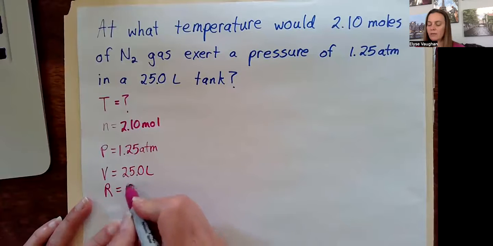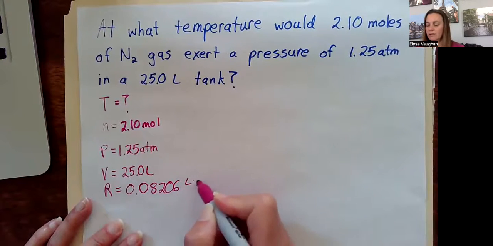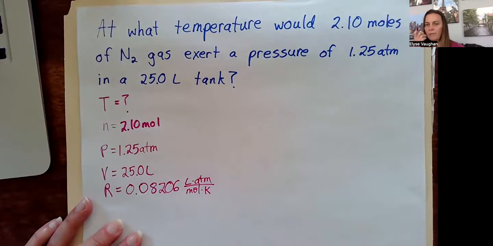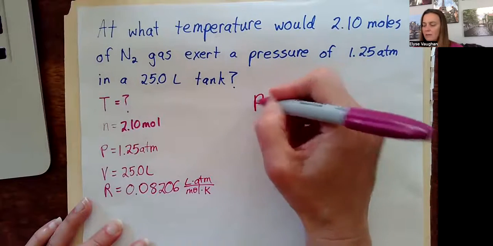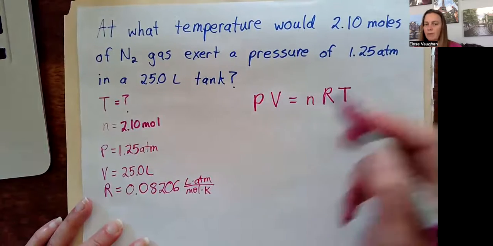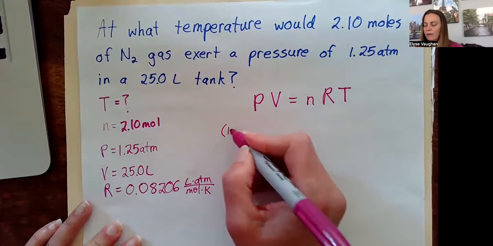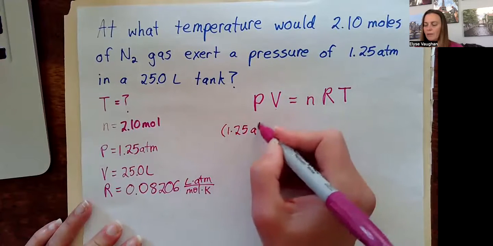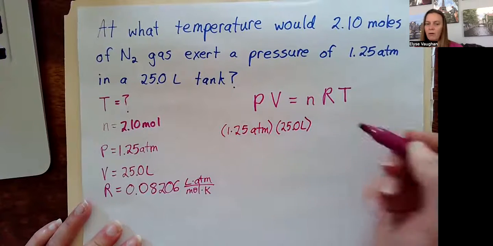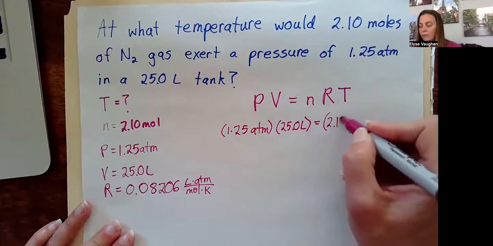So R is 0.08206 liters times atmospheres over mole times Kelvin. And so now we're going to use the equation PV equals nRT. And we're going to just take these values and plug them into our equation. So our pressure is 1.25 atmospheres. Our volume is 25 liters. And you notice that I'm keeping all of these units all the way through this problem. The n is 2.10 moles.